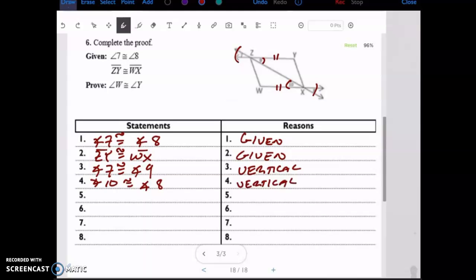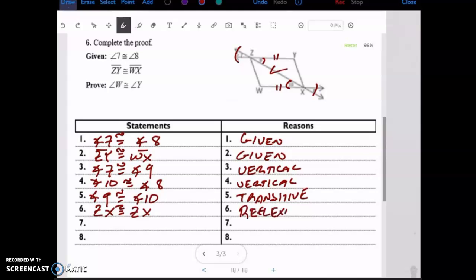And then, so 7 is congruent to 9, 10 is congruent to 8, 7 and 8 are congruent, so therefore angle 9 is congruent to 10 because of the transitive property. A equals B, B equals C, A equals C. Finally, we can get that congruent to itself. ZX is congruent to itself because of reflexive. And now the two triangles are congruent.